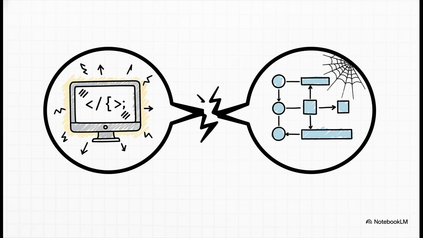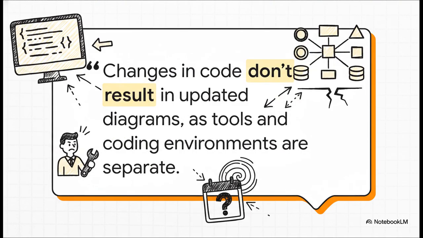The connection between our code and our diagrams is fundamentally broken. They're just totally separate things, manual drawings that exist in a completely different universe from the actual application. This is the exact moment a diagram starts to become a lie.